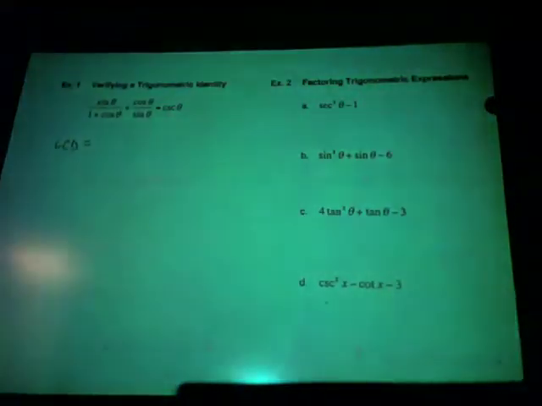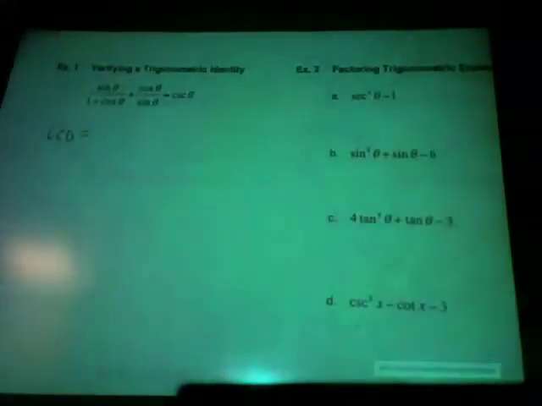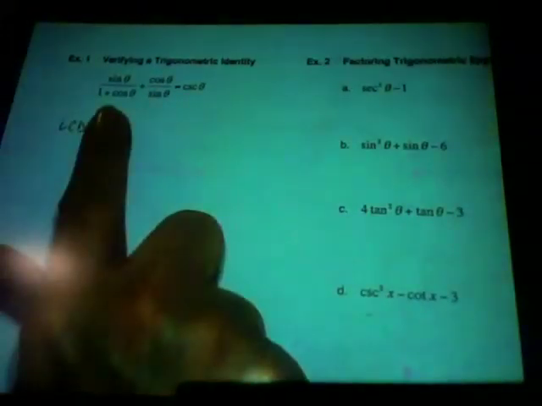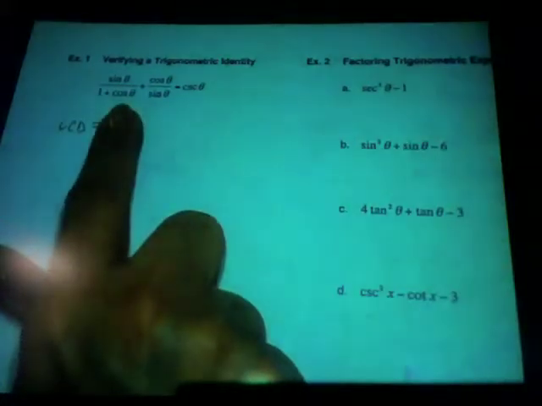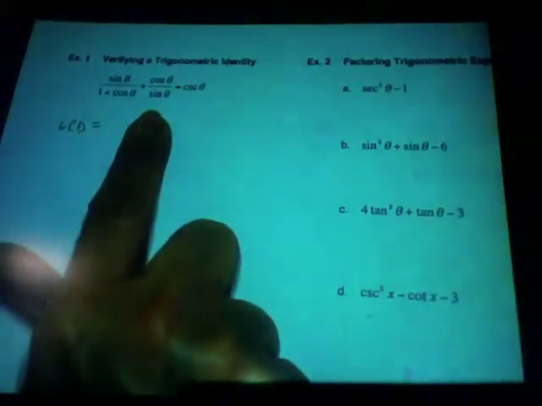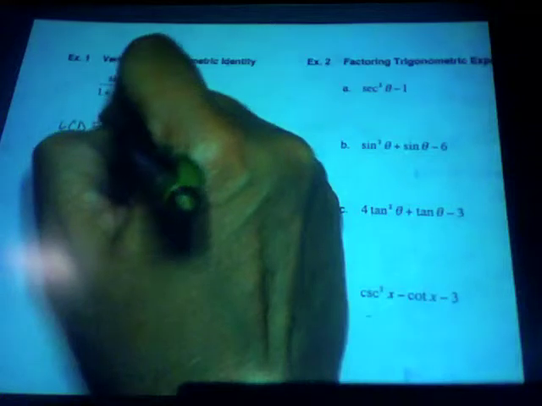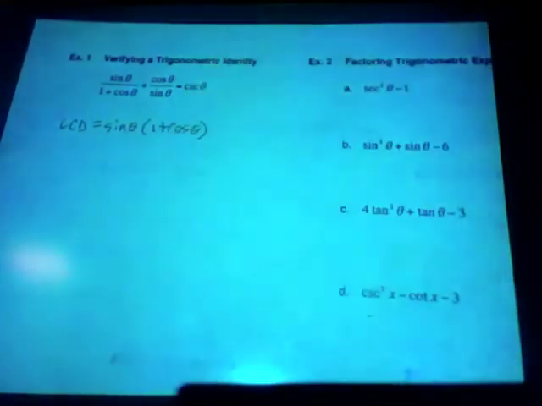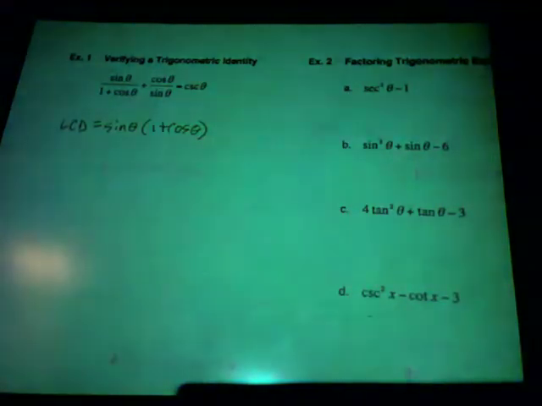All right, this one's a little harder, I'll grant you that. If I were to add these together, can I, the way they are? No. I have to have a like denominator, don't I? What is the least common denominator for those two fractions? 1 plus cosine theta times sine. This is fully factored, isn't it? 1 plus cosine of theta, and then this is fully factored because it's only one term. So you're right. It is sine of theta times 1 plus the cosine of theta. Since they're both fully factored, I would consider them prime.